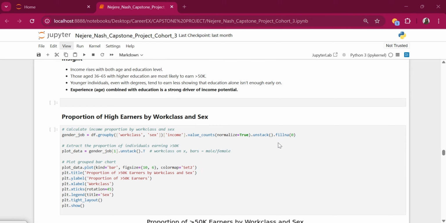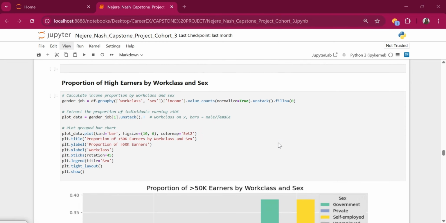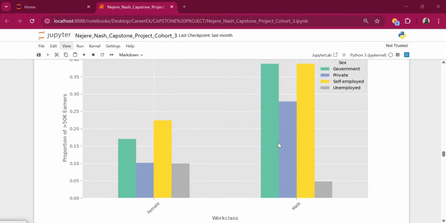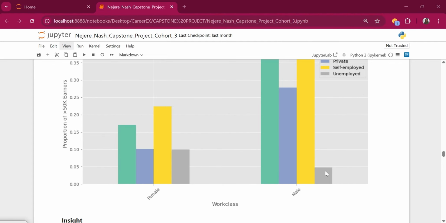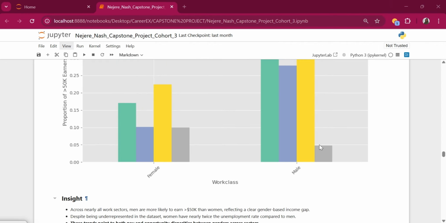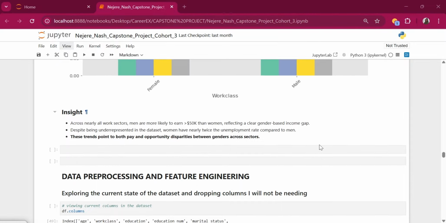I went on to compare the work class and sex. For female and male, we already saw that there was a high underrepresentation of female; the female representation in this data set is not even up to 50% of the male. But if you look at the unemployed, there are more unemployed women than men in this data set. This is really informing us on a lot. It points towards job opportunities and pay opportunities not being the same for both male and female, and this is really informing decision making.